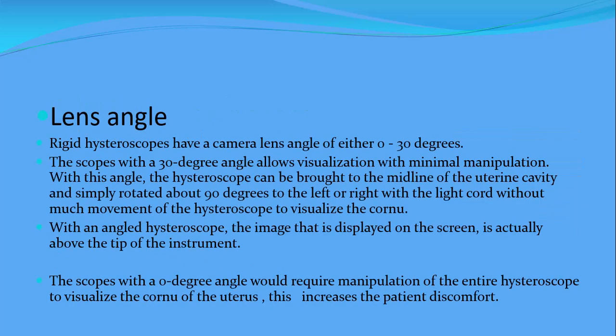Lens angle. Rigid hysteroscopes have a camera lens angle of either 0 or 30 degrees. The scopes with a 30-degree angle allow visualization with minimal manipulation. With this angle, the hysteroscope can be brought to the midline of the uterine cavity and simply rotated about 90 degrees to the left or right with the light cord, without much movement of the hysteroscope, to visualize the cornu. With an angled hysteroscope, the image that is displayed on the screen is actually above the tip of the instrument. The scopes with a 0-degree angle would require manipulation of the entire hysteroscope to visualize the cornu of the uterus. This increases the patient discomfort.